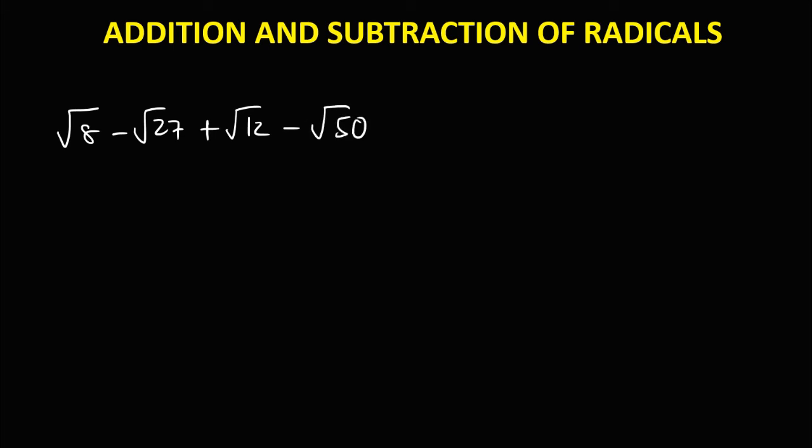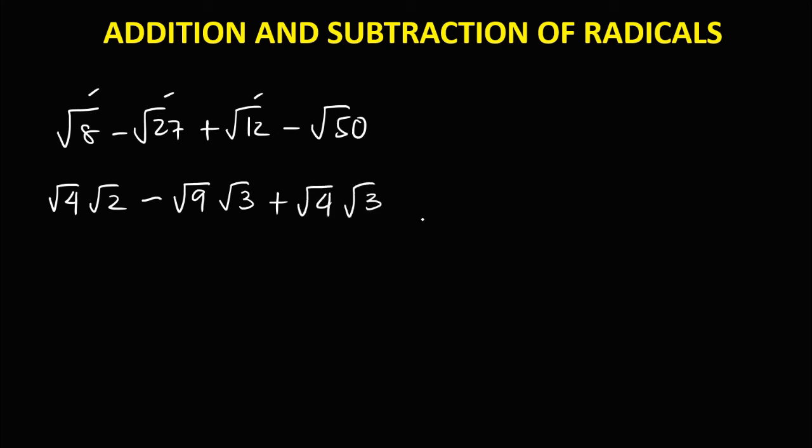First, we need to simplify these radicals. For this square root of 8, that's square root of 4 times square root of 2. Then minus this square root of 27, that's square root of 9 times square root of 3. Then plus this square root of 12, square root of 4 times square root of 3. Then minus this square root of 50, square root of 25 times square root of 2.